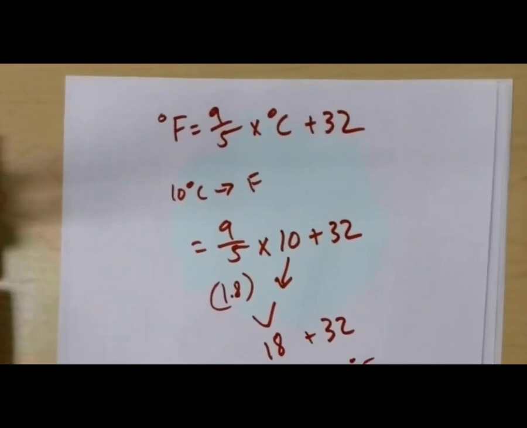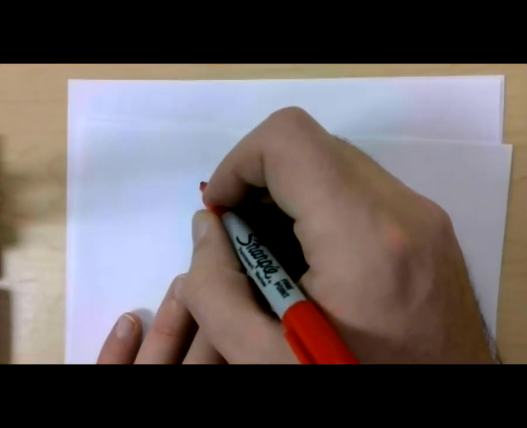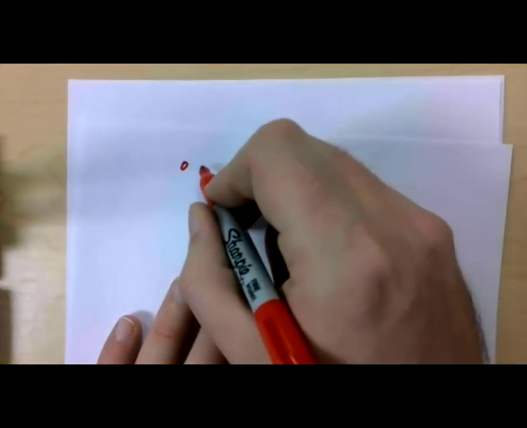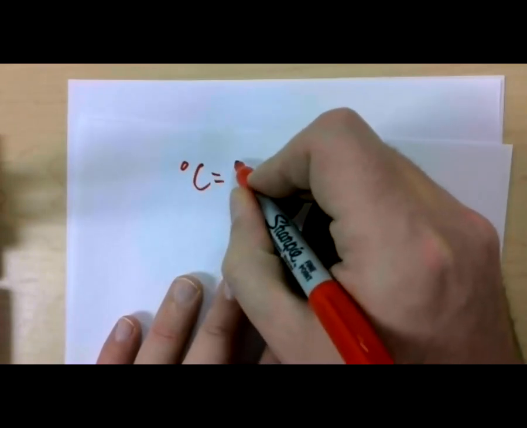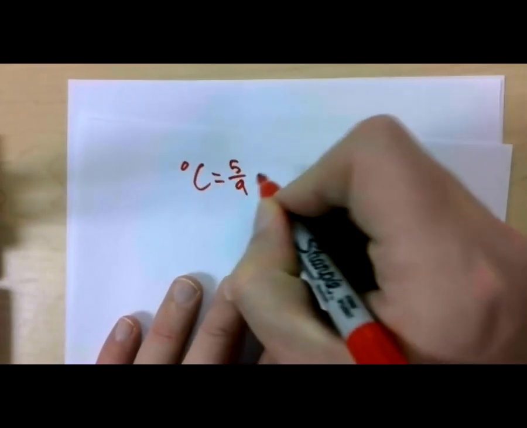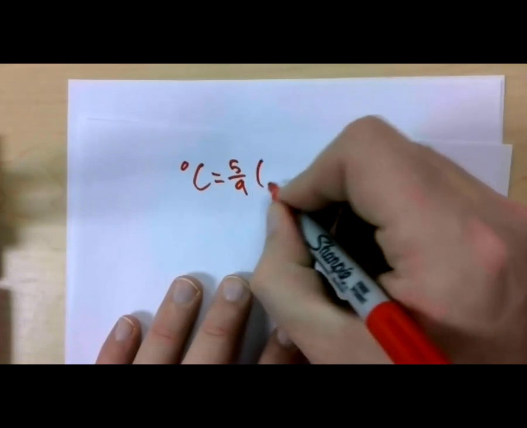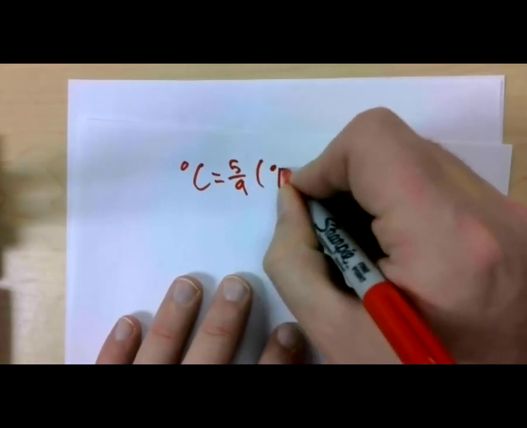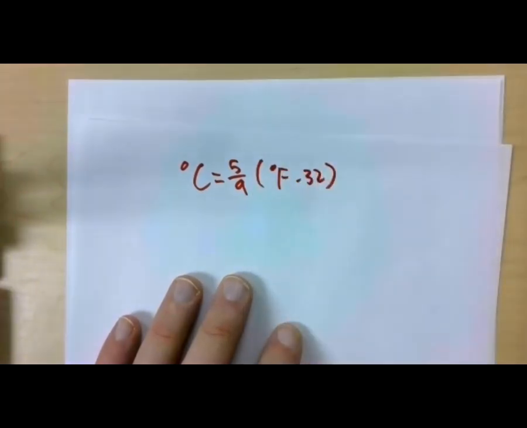If we jump down to the next section, we're going to convert the following into Celsius. So we're starting with degrees Fahrenheit, going to Celsius. Again, that's degrees Celsius equals 5 divided by 9 times the degrees Fahrenheit minus 32.